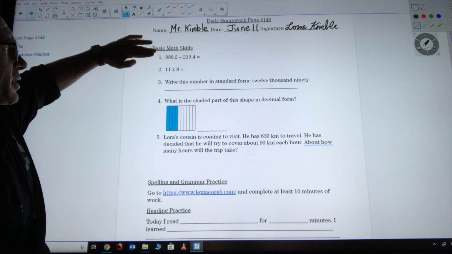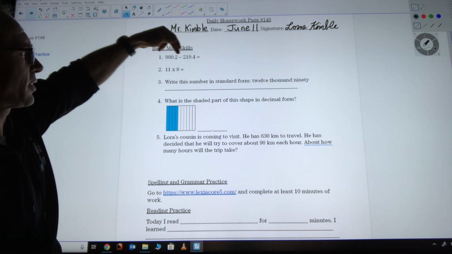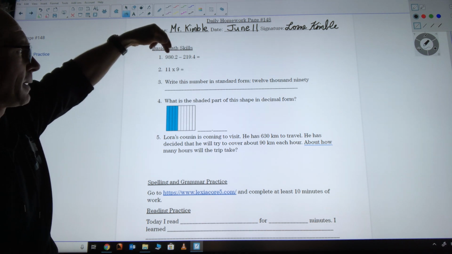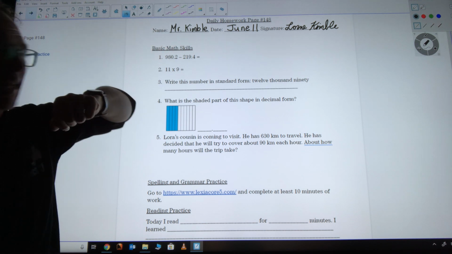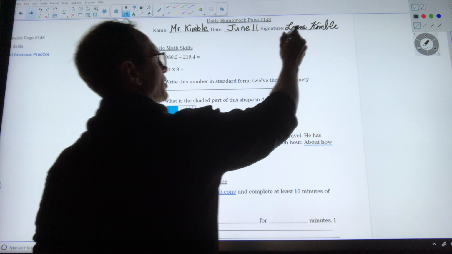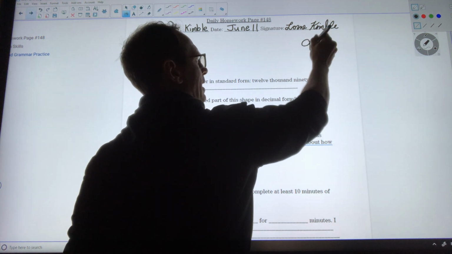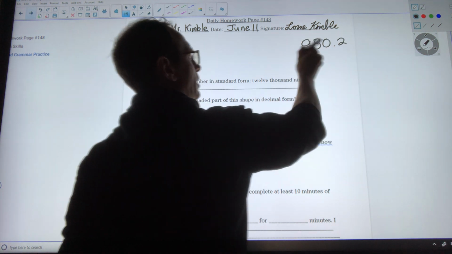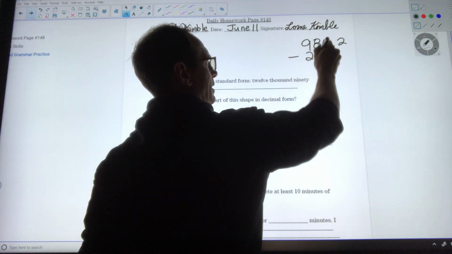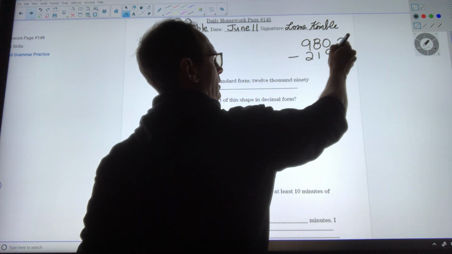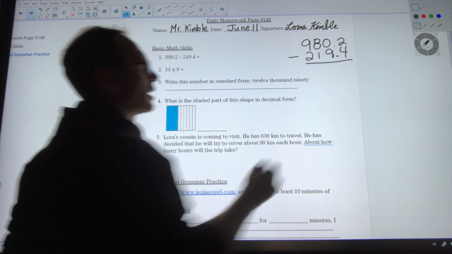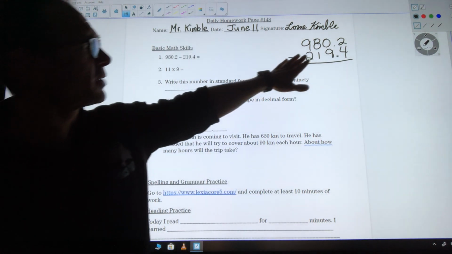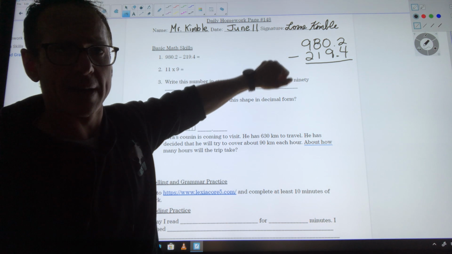So number one is a subtraction question, and I can see that there's going to be some borrowing in here because I have 0 minus 9 in the ones, I have 2 minus 4 in the tenths. So I'm going to stack that to try to make it easier. That's 980.2 subtracting 219.4. Okay, so before I start with finding the exact answer, I usually try to find an estimate.